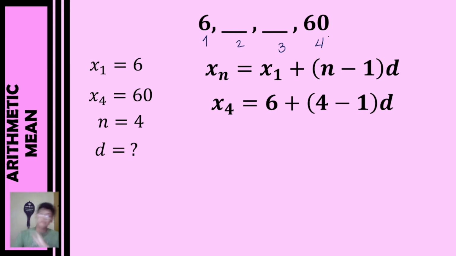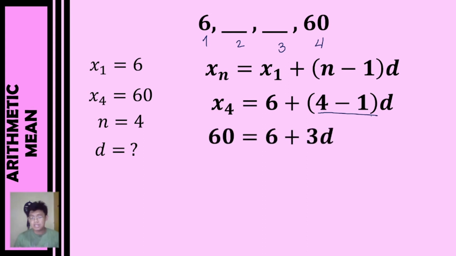Then, we will combine like terms. We will combine this. Okay, it will give us 3d. Okay, we will replace x sub 4 by 60. Then, let's solve for the value of d by applying the rules in solving equations.